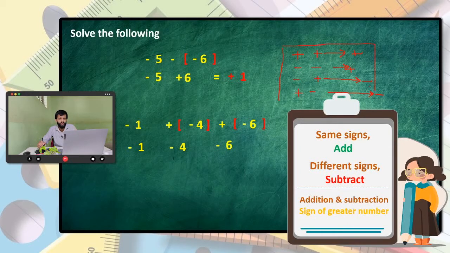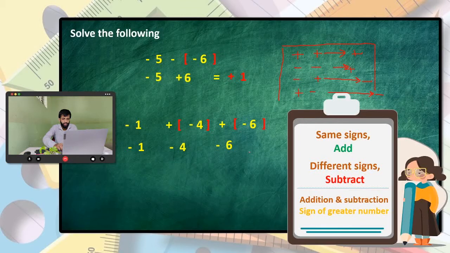A number of students still get confused with this, even in the 10th standard. So I don't want you to face the same issue. That's the reason I'm stressing a lot and going very slow when you're talking about these signs and numbers. So here plus and minus becomes minus. That's how that number becomes minus 4, and plus and minus will become minus 6. So I have over here minus 1, minus 4, minus 6.